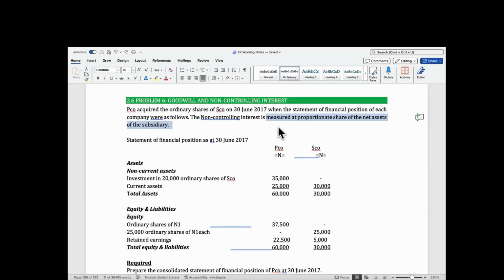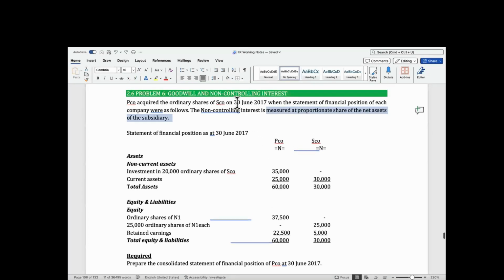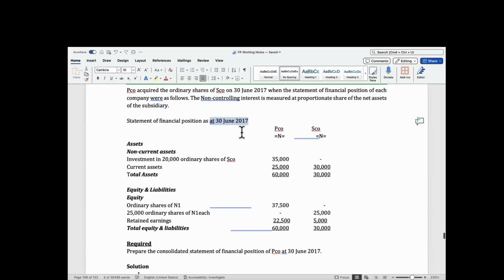And another way of measuring the NCI is at fair value, which we're also going to see in the next question. So looking at this statement of financial position of the two entities, since we bought the subsidiary on 30th June and we're given the statement of financial position at 30th June, the only item that we're therefore going to cancel out is the investment in ESCO against the equity of ESCO.